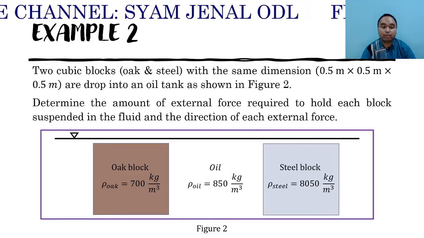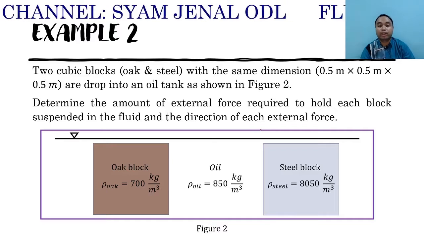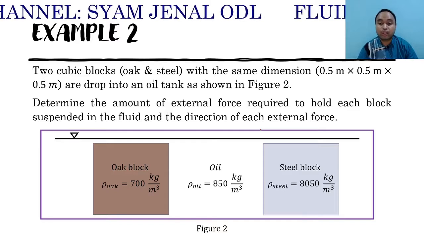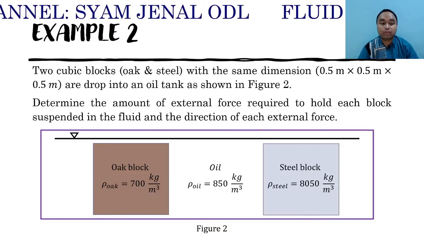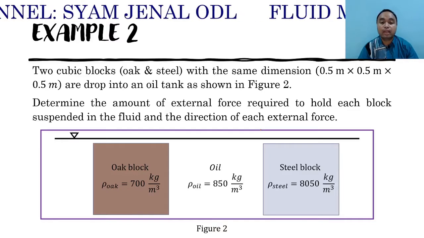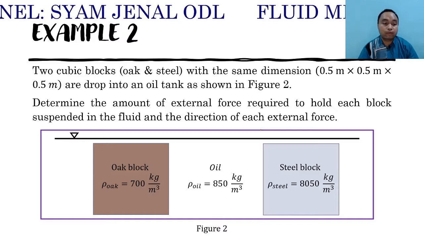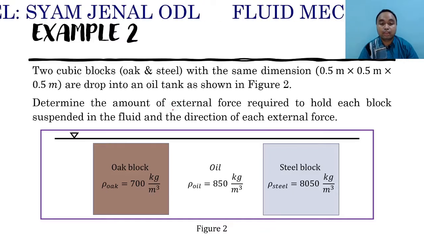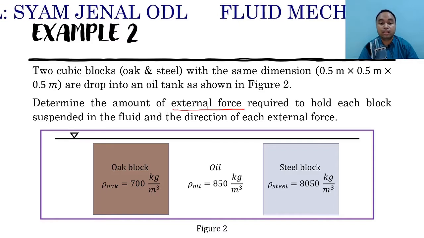So second example: 2 cubic blocks, oak and steel, with the same dimension, 0.5 times 0.5 times 0.5 meter, are dropped into an oil tank as shown in figure 2. Determine the amount of external force required to hold each block suspended in the fluid and the direction of each external force. For this question, we have an external force, and the external force will be included in the calculation.